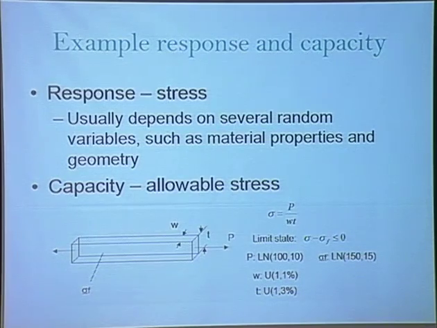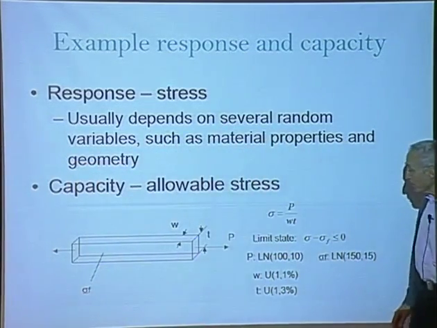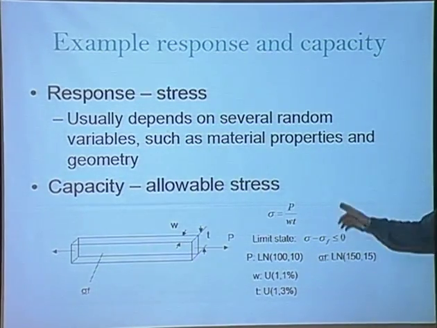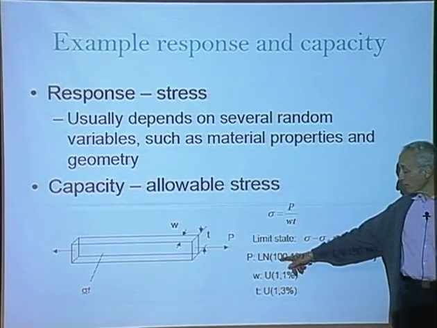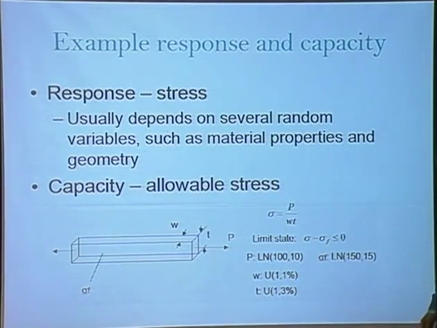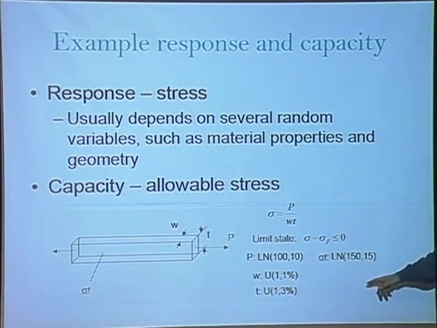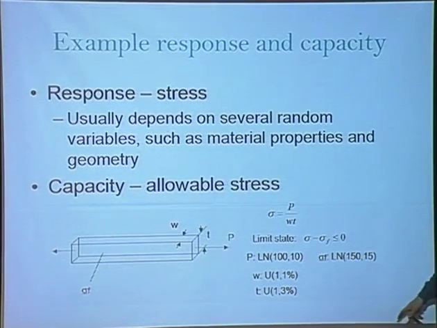So this could be a situation. You have a bar under tension. It has dimensions T and W. It has a load P. And the load could be lognormally distributed with a mean of 100 and a standard deviation of 10. The failure stress may have a lognormal distribution with 150 and 15.